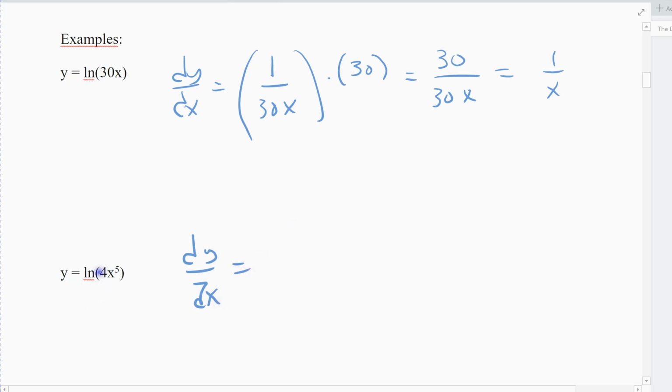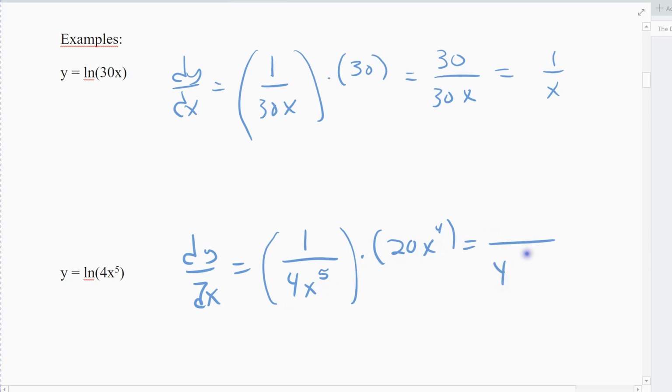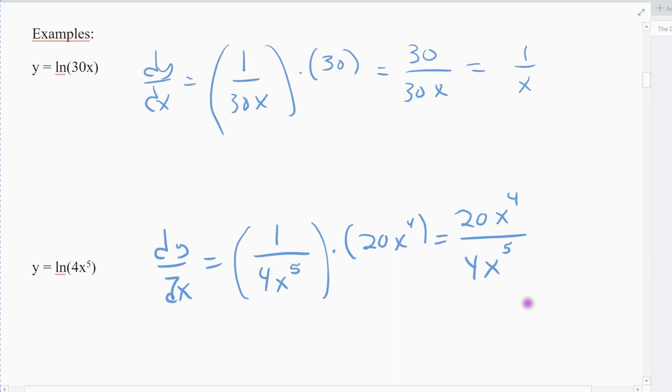1 over what's inside first. So natural log of 4x to the 5th. The first thing you write down is 1 over 4x to the 5th. And then multiply times the derivative of what's inside, which is 20x to the 4th. And then rewrite it. Now you could do this as a mental step and just go ahead to the second part, but I encourage you the first few times you work through this to write out that step. 1 over what's inside is the log rule, times the derivative of what's inside, which is the chain rule. And then simplify.